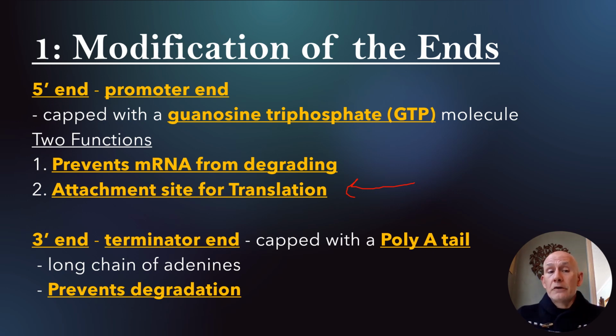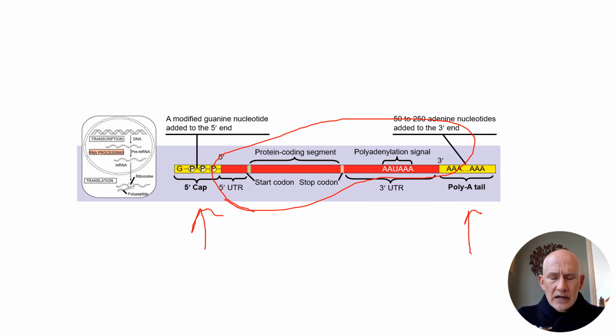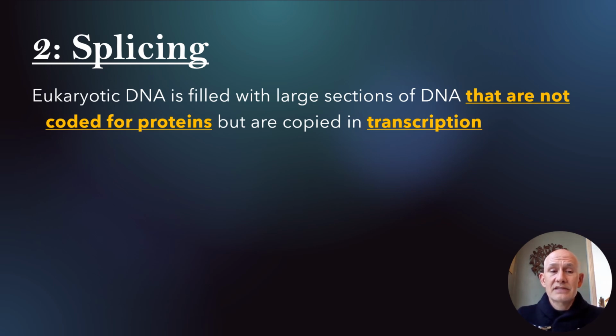Okay, so that's taking care of the ends. All the stuff in the middle is where we need to be doing our gene editing. And that is where, okay, stop, 5' cap, poly-A tail. And then in the middle, we've got lots of nucleotides. That is going to be the introns and the exons.